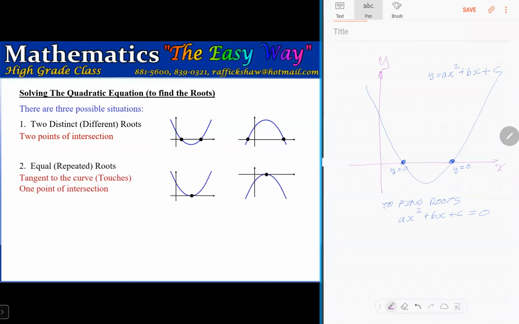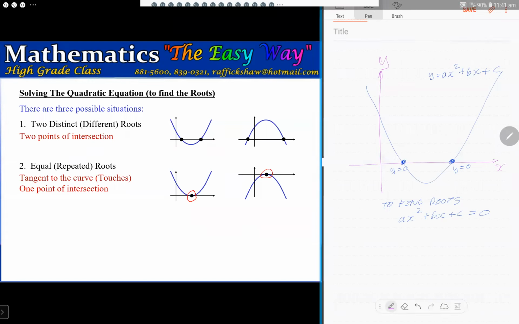You can also have equal, or what we call repeated roots. That is when there's only 1 point. So when you see only 1 point of contact, what will happen there is that you have 2 equal roots. There's always 2 roots. A quadratic equation will always give you 2 roots. There can be 2 different roots, or there can be 2 equal roots.